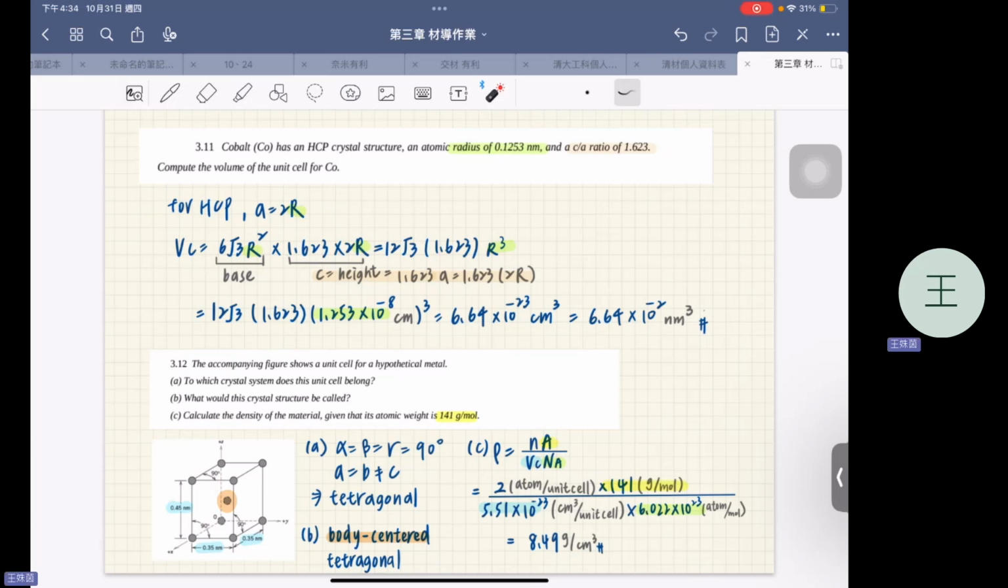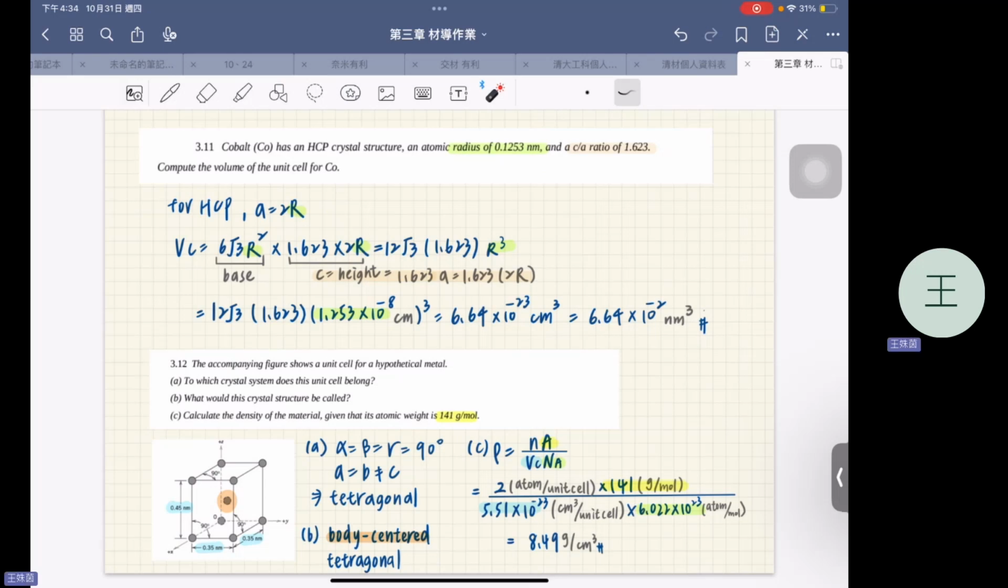And how do we know what this crystal structure is called? There is an additional atom inside, in the middle of the unit cell. So we know that this is a body-centered tetragonal.